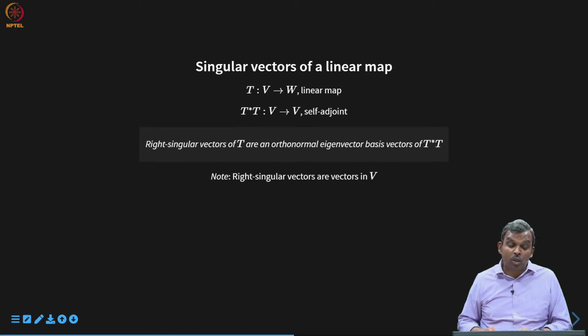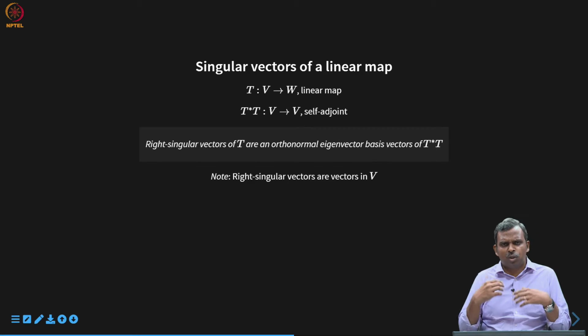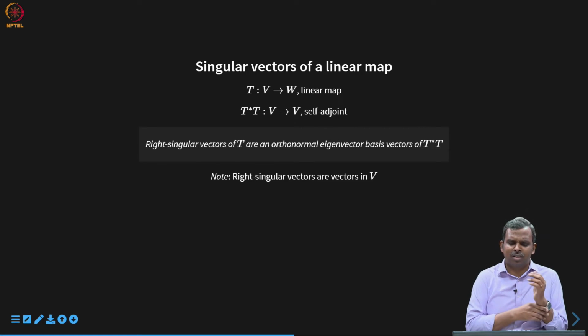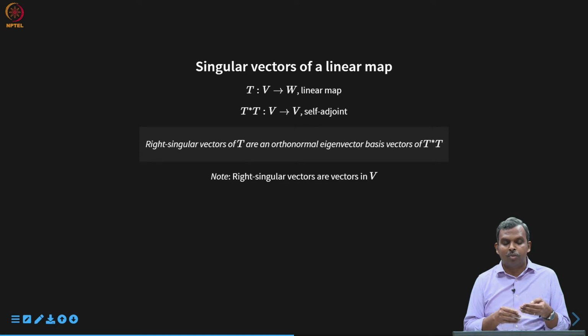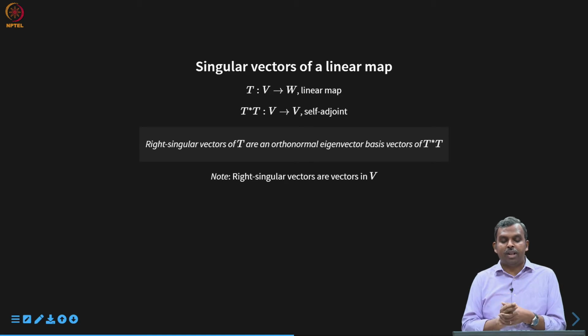Okay, so what about singular vectors of a linear map? These are also very easy to define once you know the singular values, and when you see this T star T connection, you'll see that it's easy to define. You once again have a linear map T from V to W. You can define T star T, which will be from V to V. It's a self-adjoint operator. The right singular vectors of T are simply an orthonormal eigenvector basis for T star T.